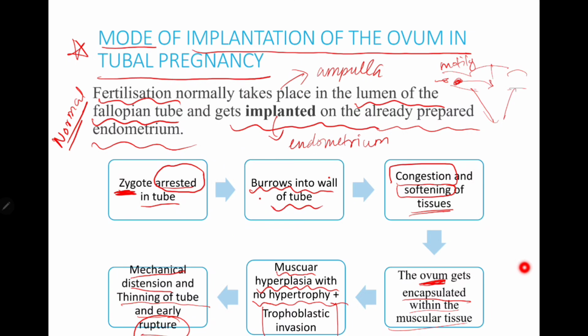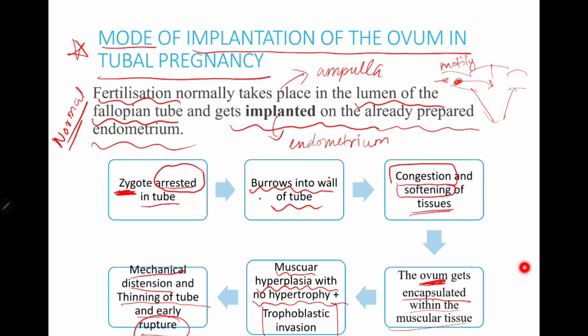So again, the mode of implantation of the ovum in tubal pregnancy is given in these 6 steps. First, the zygote is arrested in the tube itself, and then it burrows into the wall of the tube. Third, there is congestion and softening of the tube. Fourth, the ovum gets encapsulated within the muscular tissue.